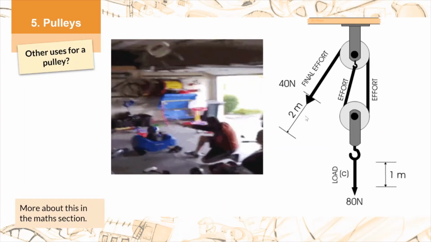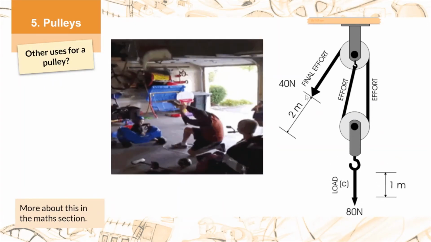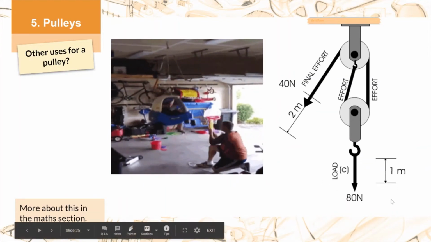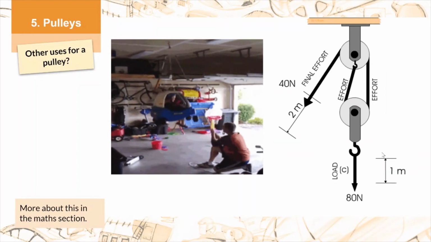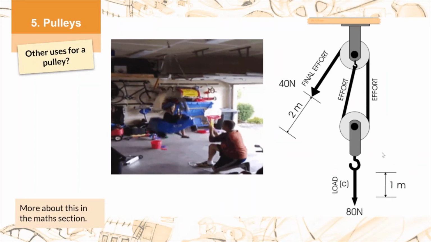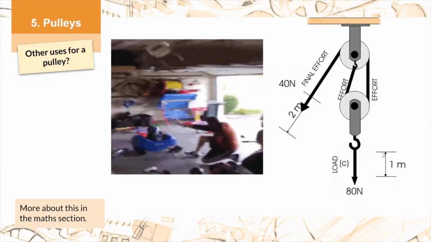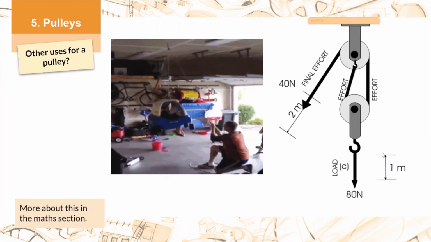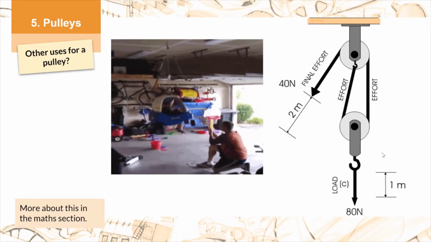If you just had one pulley, it would feel the same weight. But if you have 2 pulleys, you move it 2 meters and the car only moves 1 meter, so that car will feel half the weight. Instead of feeling like 50 kilograms, it will feel like 25 kilograms to lift. We'll look a bit more at this later on in the math section. But it's important you understand that pulleys can also be used to lift heavy weights.